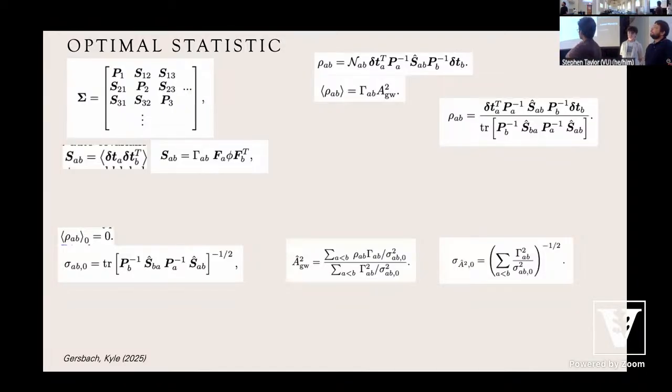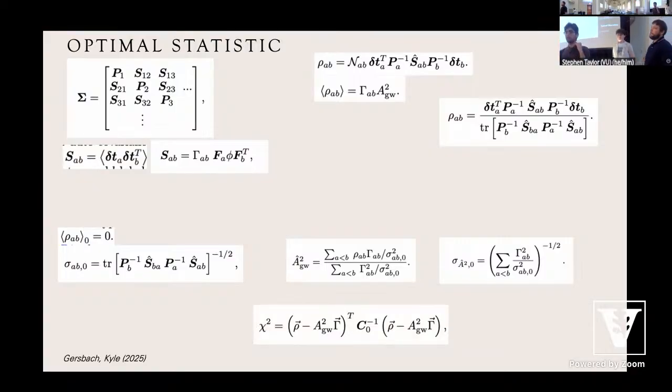Then we compare this against a null hypothesis. The null hypothesis assumes there is no correlation, which means the pairwise estimator is 0. Then we define a new gravitational wave background amplitude estimator based upon the previous work, and we look at its variance. You can also derive the amplitude estimator by minimizing the chi-squared, taking the derivative with respect to the background amplitude.